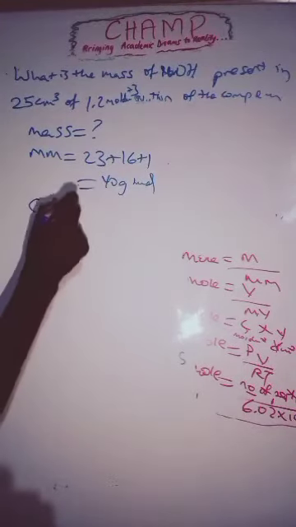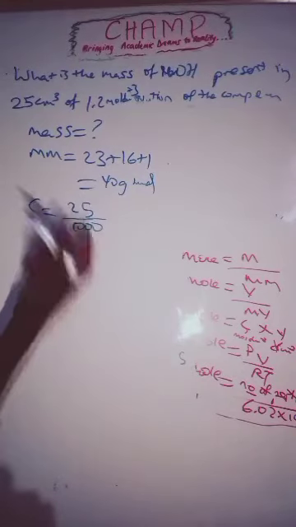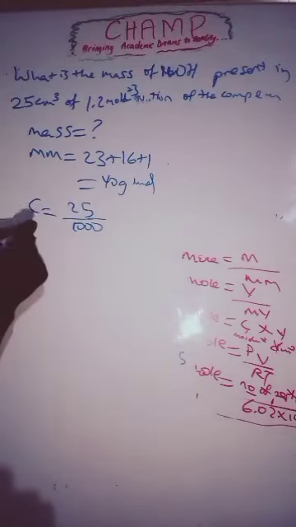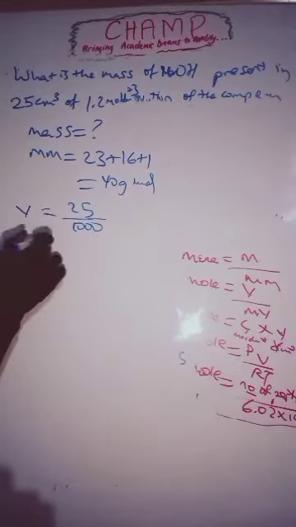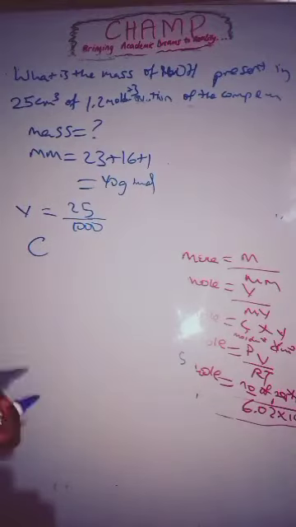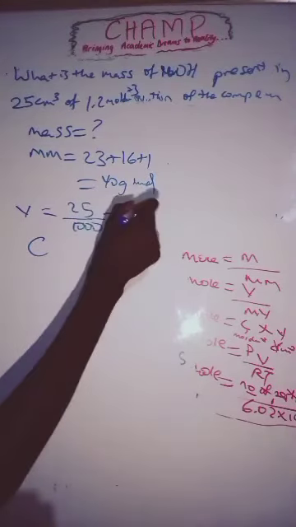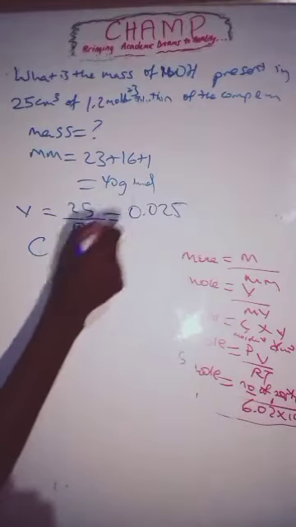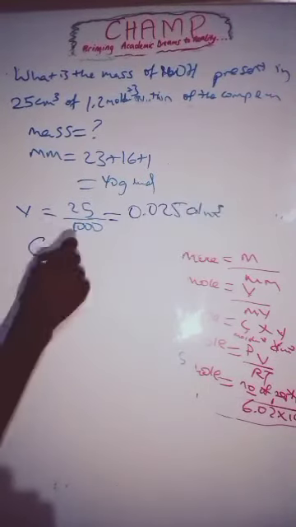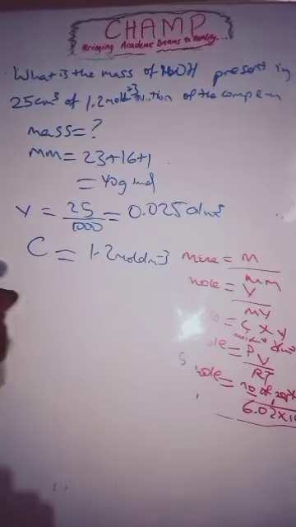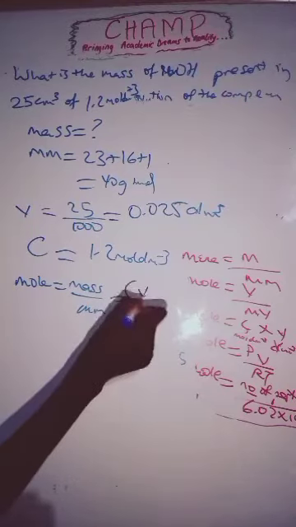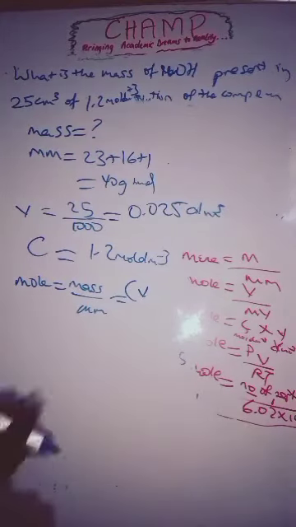The volume is 25 centimeter cube, that's 25 over 1000. Sorry, this is your volume, and then this is your concentration. Volume is always in dm cube, so this is 0.025. Then your concentration is 1.2 mole per dm cube. So let's go now. You know that your mole is the same thing as mass over molar mass, and your mole is also the same thing as concentration times volume.